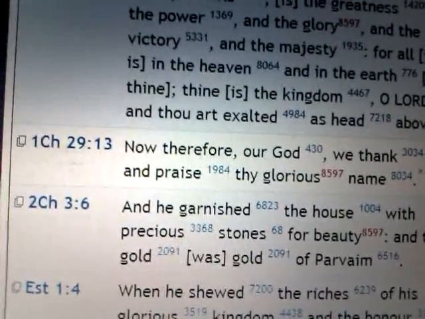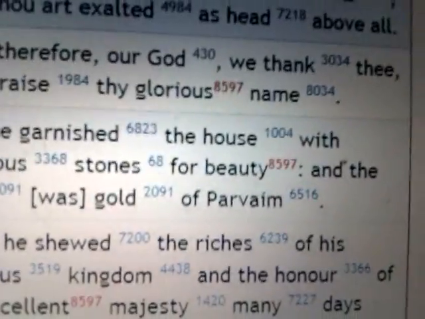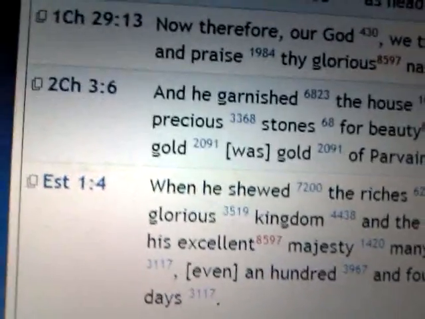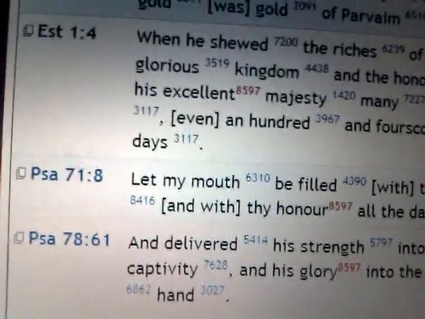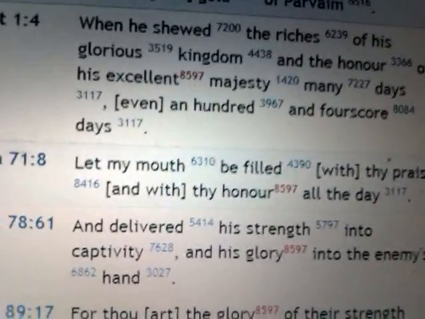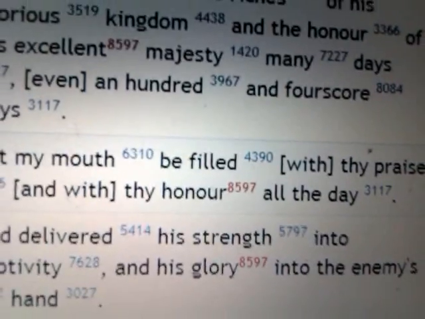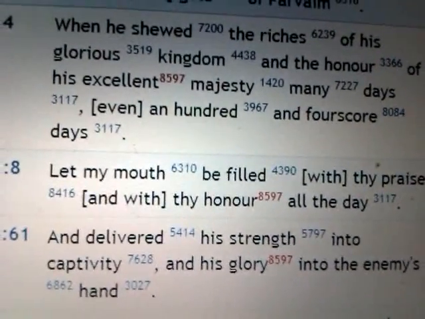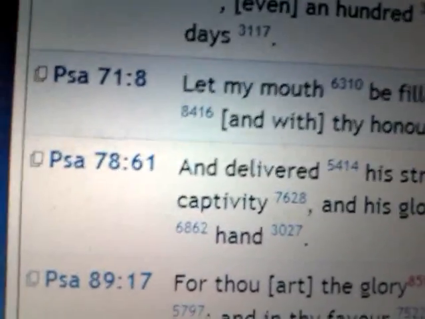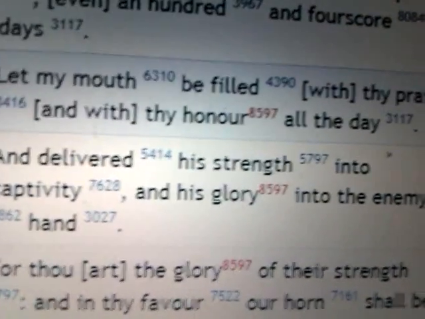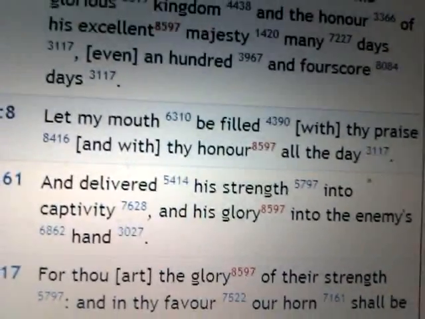Now in 2 Chronicles 3:6, it goes on, pointing out beauty in that sense of beauty. In Esther 1:4, we also have excellent. In Psalm 71:8, it says, let my mouth be filled with thy praise and with thy honor, with thy Tiphareh, all the day. Psalm 78:61. And delivered his strength into what? Captivity. And his what? Glory into the enemy's hand.